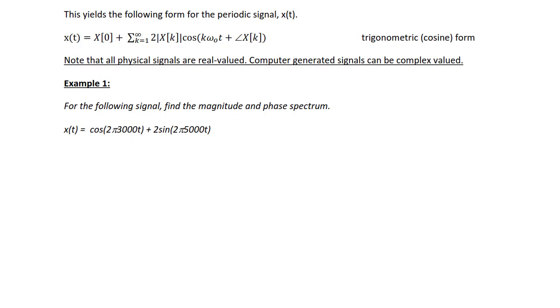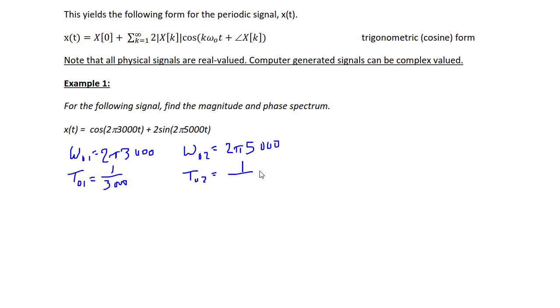Example 1. For the following signal, find the magnitude and the phase spectrum. So first we have x(t) is equal to cosine(2 pi 3000 t) plus 2 sine(2 pi 5000 t). So the fundamental frequency for the first term is omega naught 1 equal to 2 pi 3000, and for the second term, omega naught 2 equals 2 pi 5000. So the fundamental period for the first term is 1 over 3000, and the fundamental period for the second term is 1 over 5000.